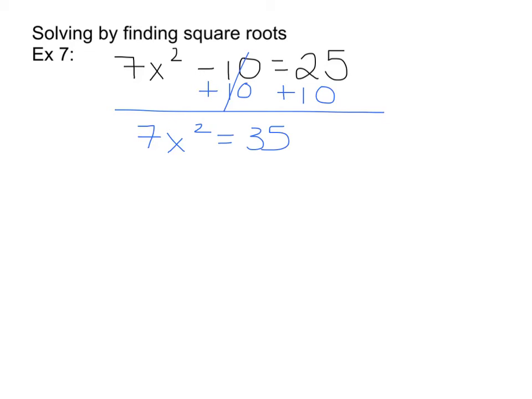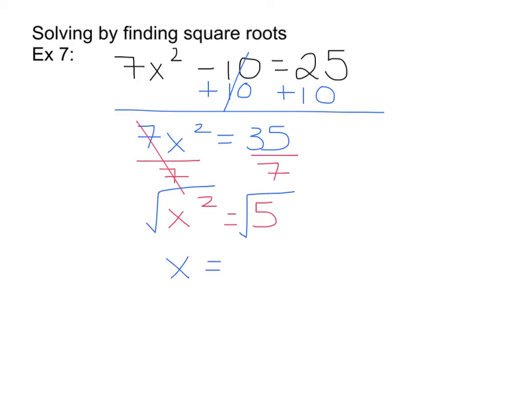Now I have to get rid of the 7 that's in front of my x squared, so I divide both sides by 7. So that gives me x squared equals positive 5. And to get rid of something squared, we take the square root of both sides, and that gives me x equals. So every time you take the square root, you know x squared means that there should be two answers. So it's plus or minus. I cannot simplify the square root of 5 anymore, so it's x equals plus or minus square root of 5.